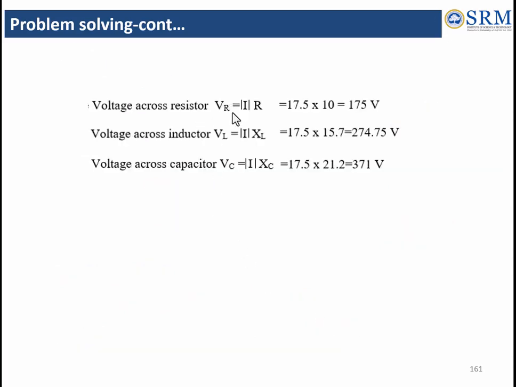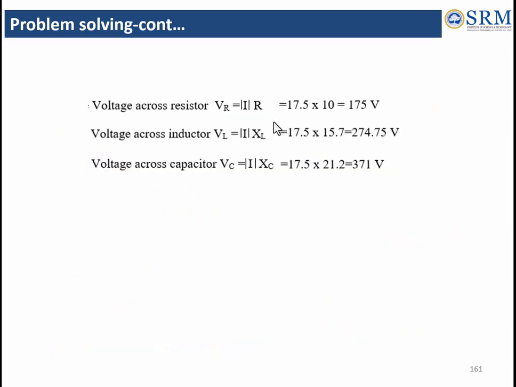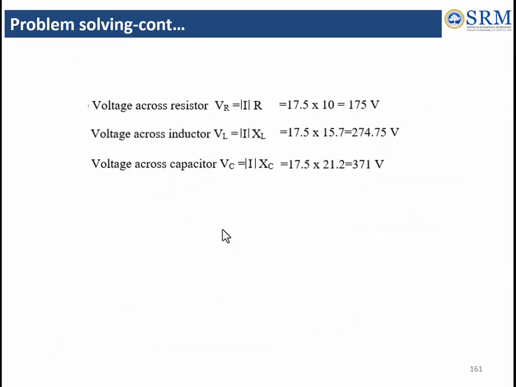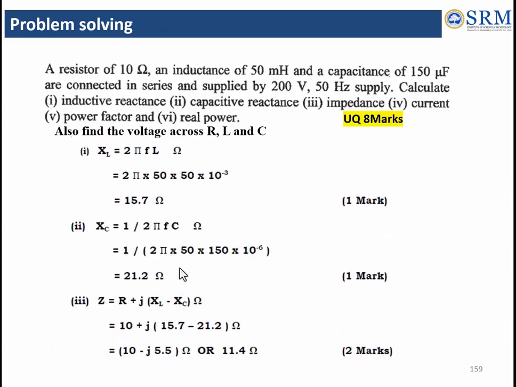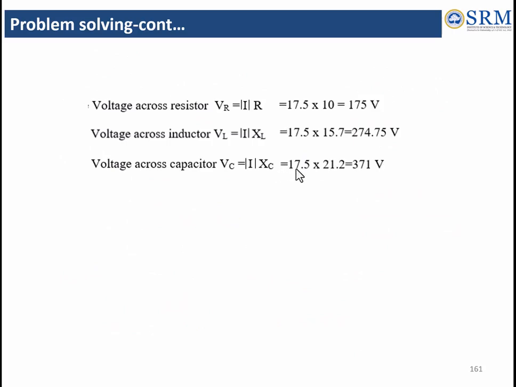To find the voltage across the resistor VR, it is magnitude of I into R. Okay, magnitude of I is 17.5. Only the magnitude we are taking into the resistance. Similarly, VL is magnitude of I into XL. XL we have computed as 15.7 here. Similarly, VC is magnitude of I into XC. That also we have found previously. Okay, I is 17.5, XC is 20.